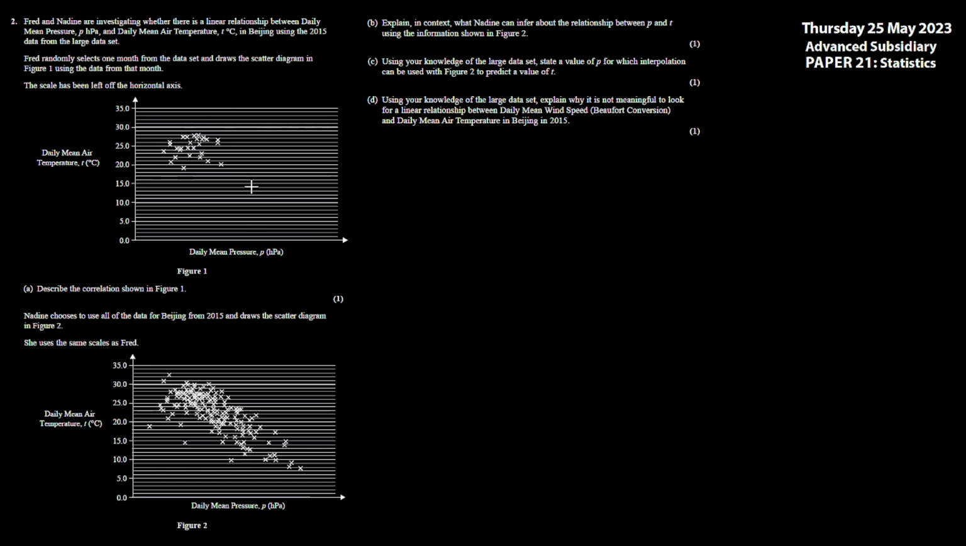First of all, Fred randomly selects a month from the data set and draws the scatter diagram of the results. And here they are. And in part A, we've been asked to describe the correlation that he's found. Well, given that it looks like a constellation in the sky, I would suggest that there is no correlation between the daily air temperature and the daily mean pressure for this particular month. So let's have a look at part B.